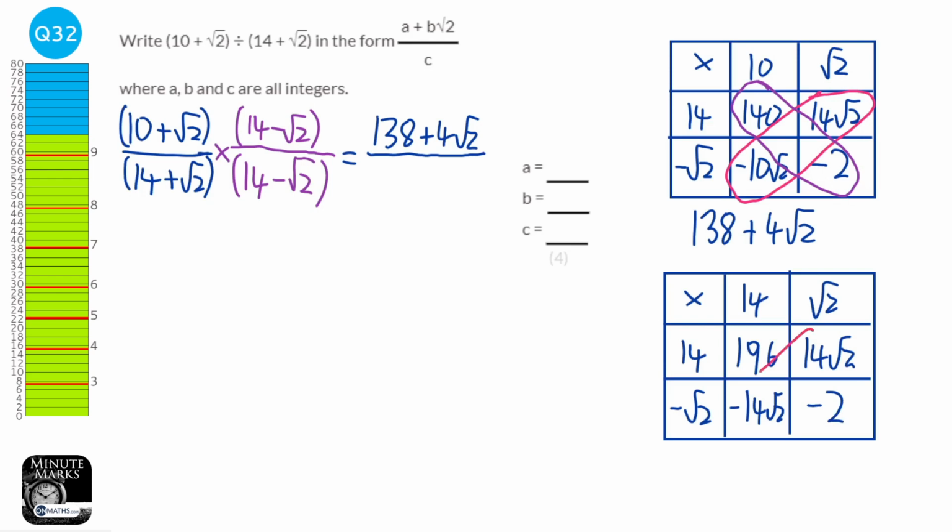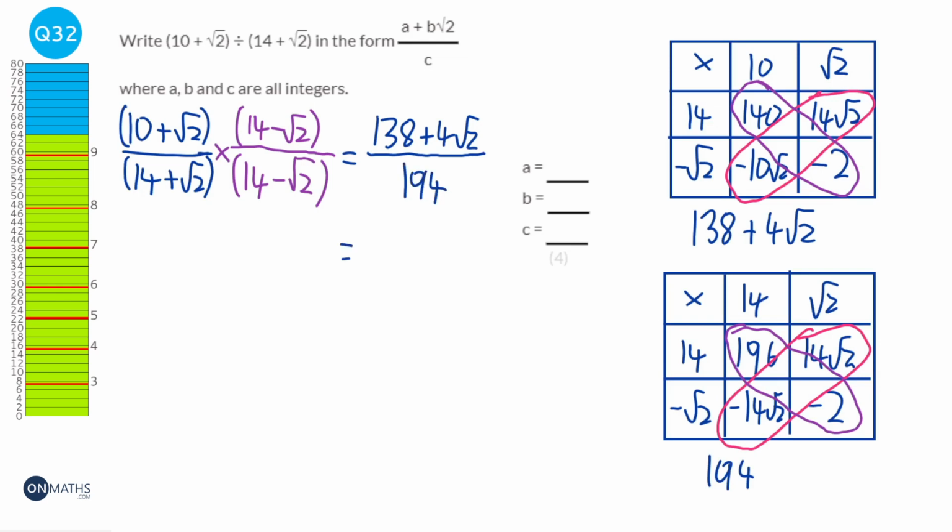So you can see here now there's a 14 root 2 plus minus a 14 root 2. Let's just cancel each other out to 0. So we get rid of the surd. And then 196 take away 2, which is 194. So we've got 194 at the bottom.